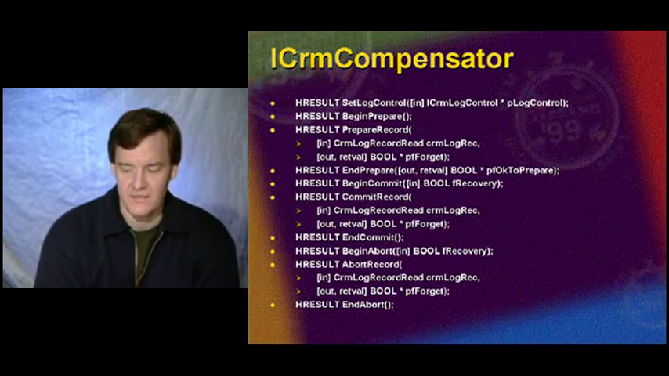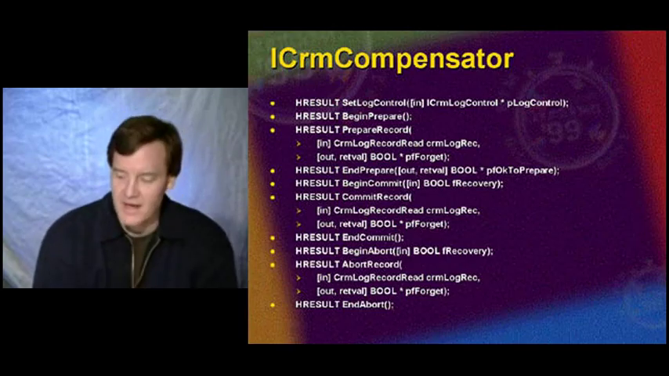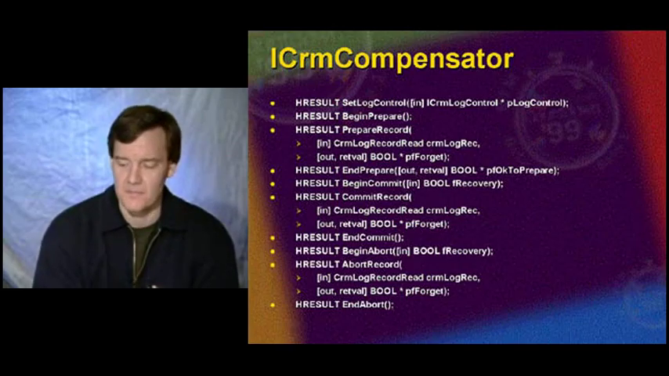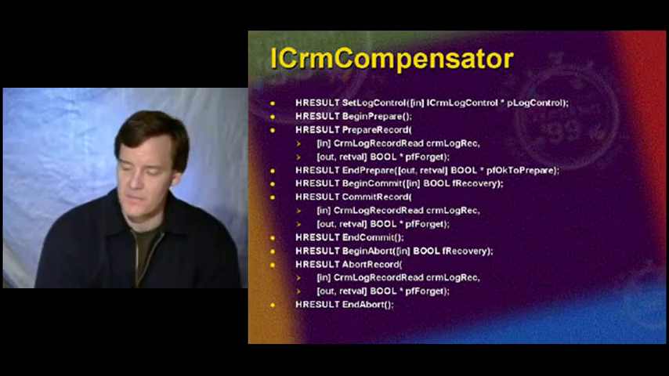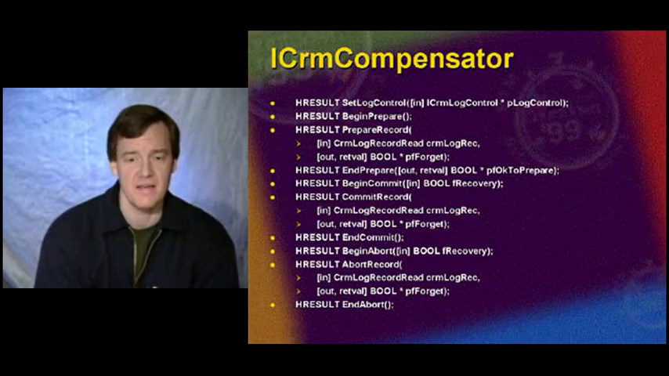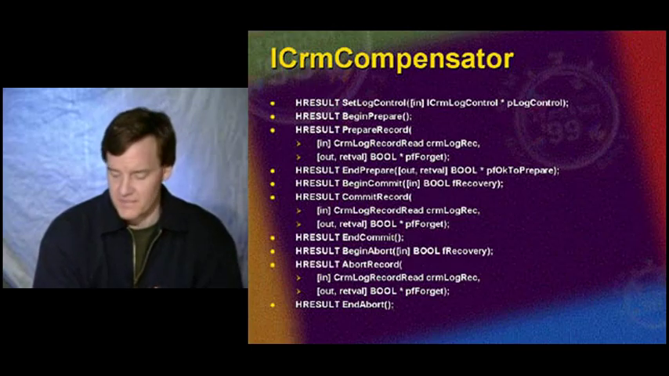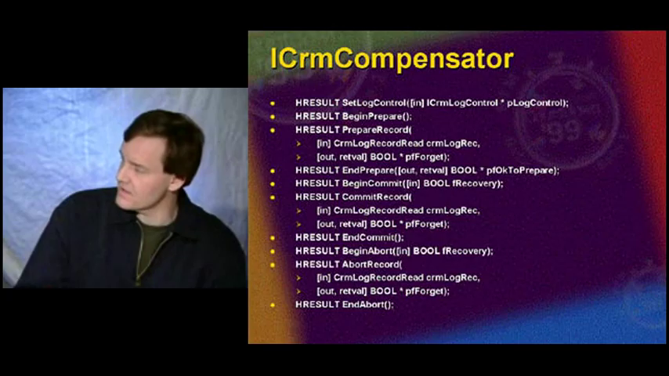We kind of bracket the phases, the prepare phase, the commit phase, and the abort phase. They're basically very similar. And in the prepare record method, for example, we provide the log record to the CRM compensator so that it can do its work. The other thing to note here is the end prepare method has an OK to prepare flag, which is the means by which the CRM compensator votes on the transaction outcome. And there's also the ICrmCompensatorVariants interface, which is the VB or VJ version of this, which is very similar. I won't cover that in too much detail.